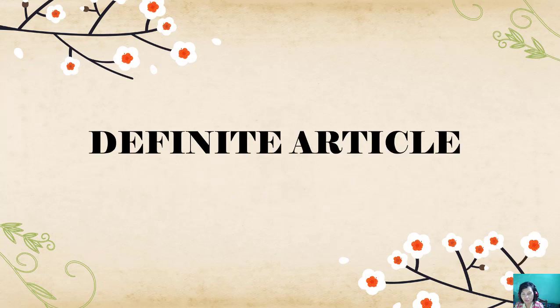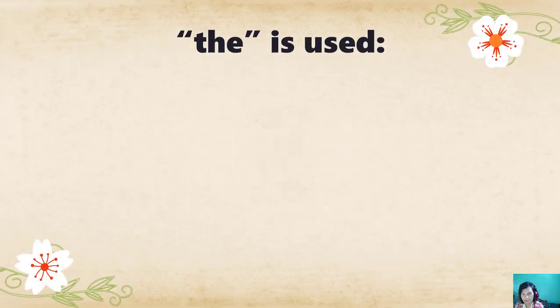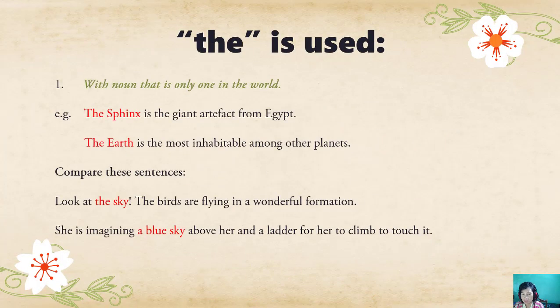Okay. Now we talk about the definite article. It is the. The is used with a noun that is only one in the world. The Sphinx is the giant artifact from Egypt. The Earth is the most inhabitable among other planets. So Sphinx, Earth is the only one in the world.